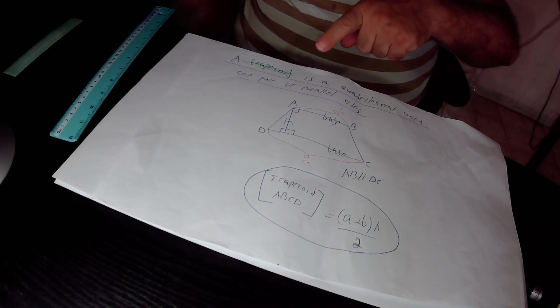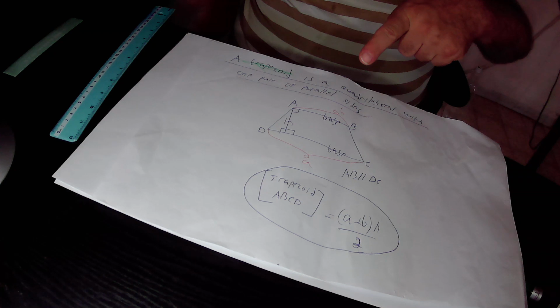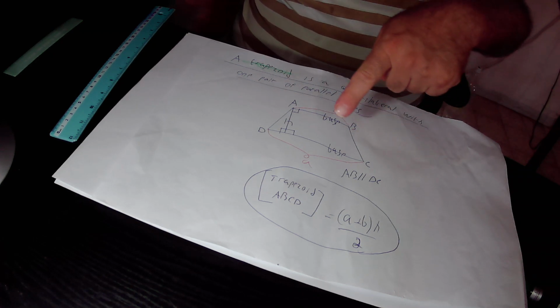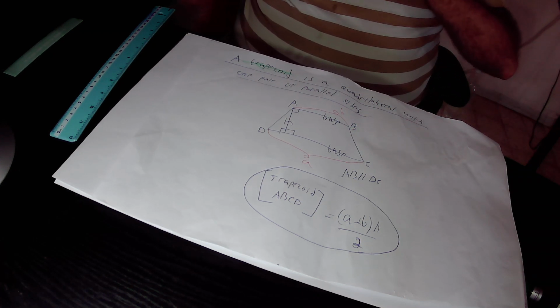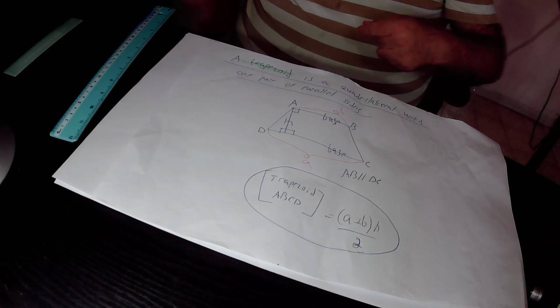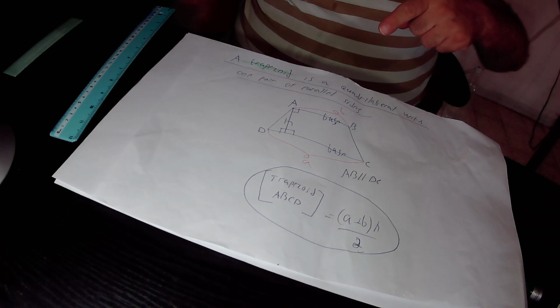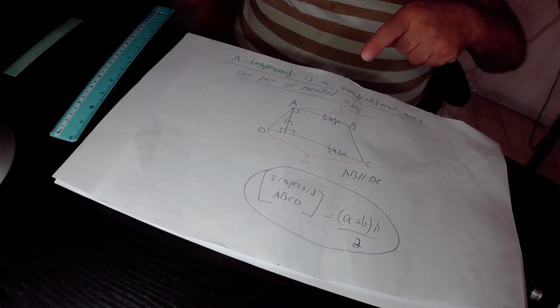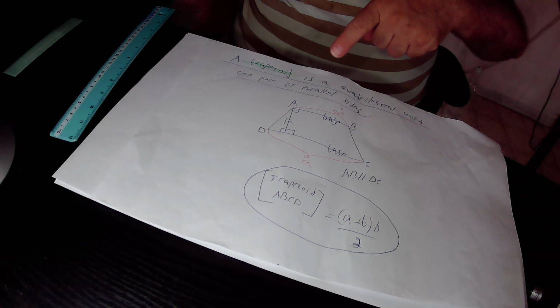If we define the length of the base AB as B and the length of the base DC as A, then the area of this trapezoid will be equal to the sum of its two parallel bases, that is to say A plus B, times the height edge over 2.